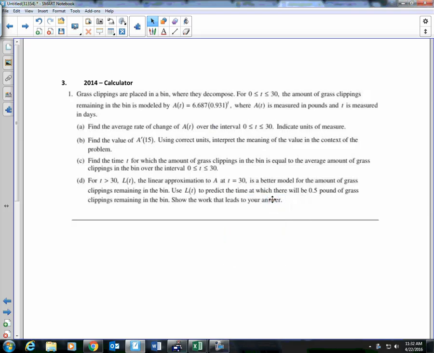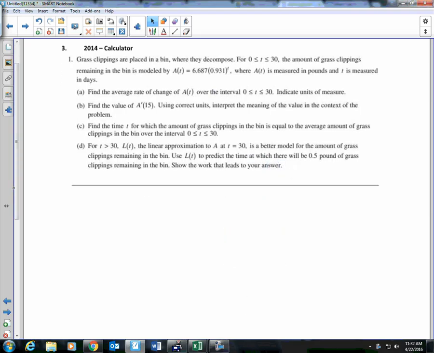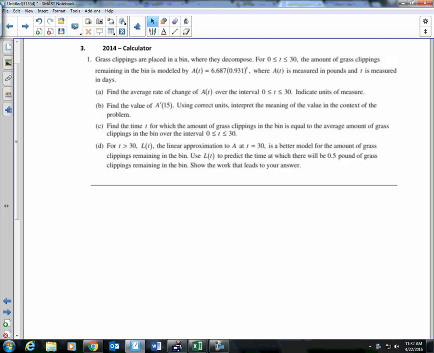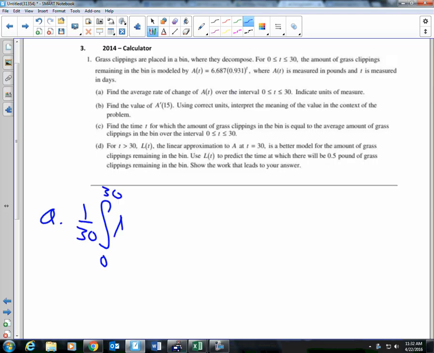When I first started setting up this problem, I set it up like so. I said average, and I was like, oh, well, I'm going to use this: A is the integral from 0 to 30 of 1 over 30 A of t dt. Did anybody else set it up like that? That's not what we want to do. I set it up, and I was like, wait a minute, I don't think this is right.